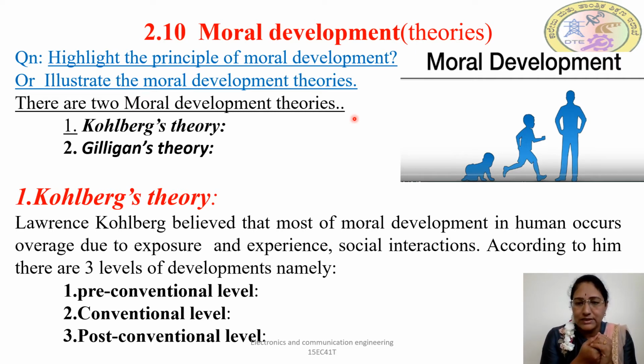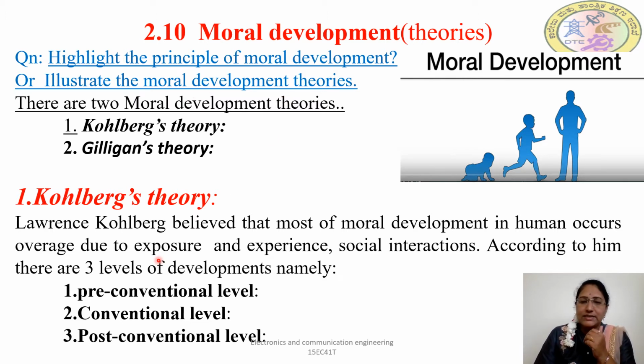The first is Kohlberg, the second is Gilligan. They have given a theory depending upon the moral thinking level of the human being, different levels. First, let us take the theory given by Kohlberg. In Kohlberg's theory, we may get the question: highlight the principle of moral development and also illustrate the moral development theory. This has been asked in the examination many times.